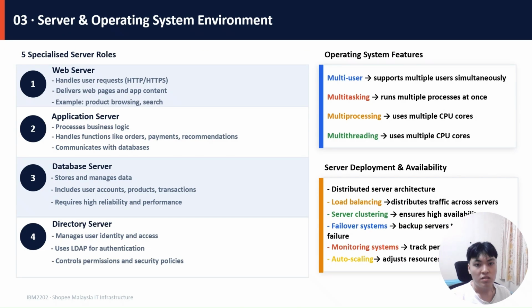The operating system supports key features such as multi-user, multitasking, multi-processing, and multi-threading, which allow the system to handle many operations effectively. To ensure reliability, Shopee uses a distributed server architecture with load balancing, clustering, and failover systems. Monitoring tools and auto-scaling are also used to maintain performance and availability, especially during high traffic periods.